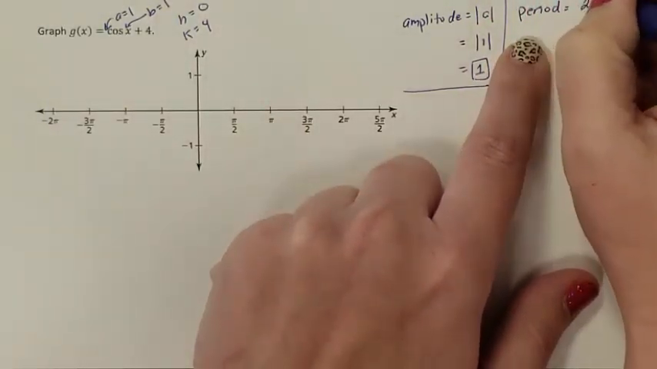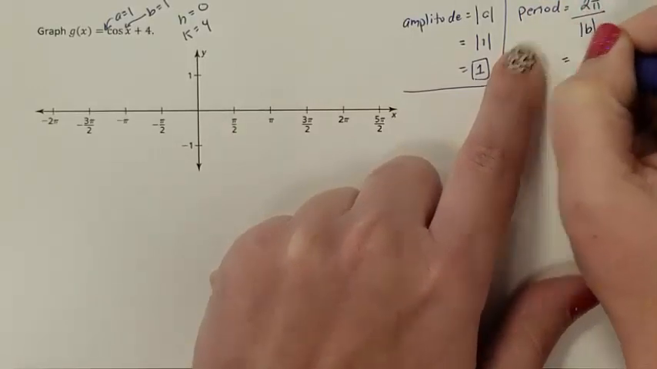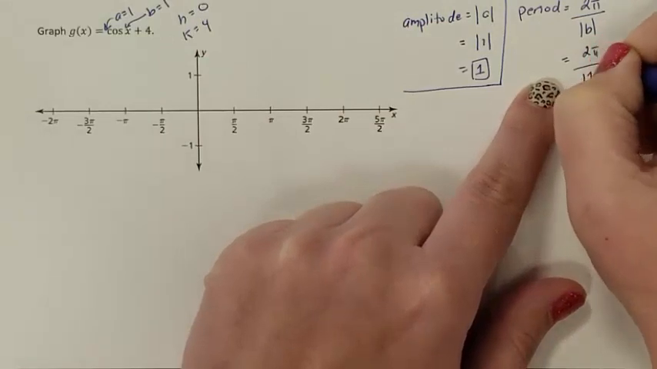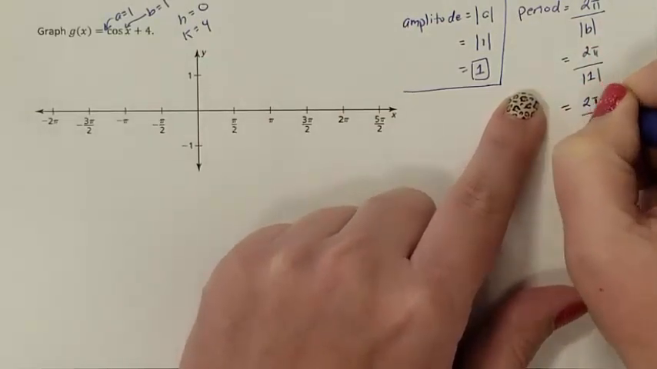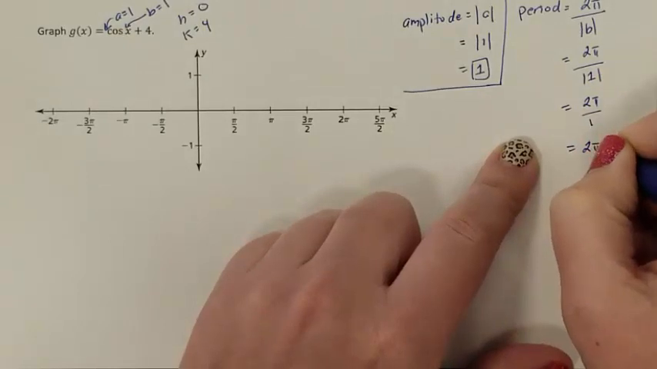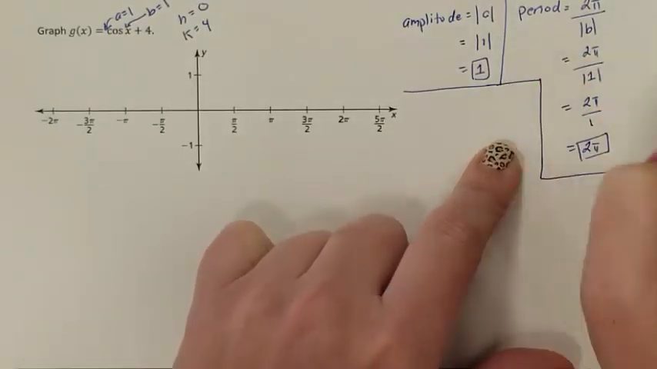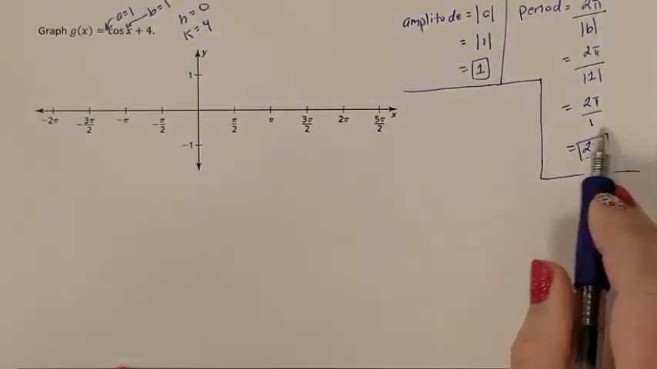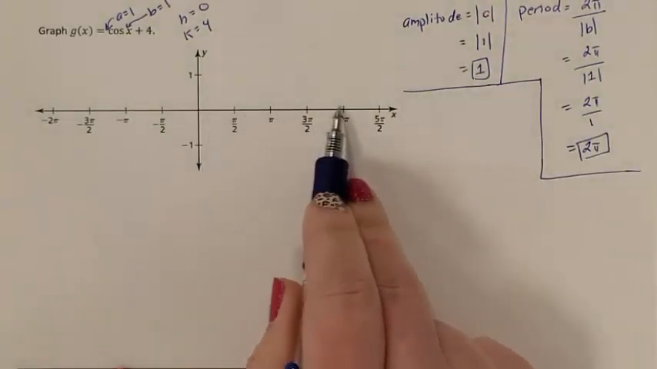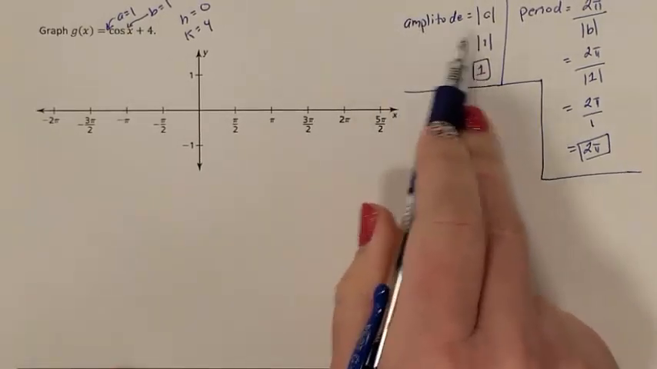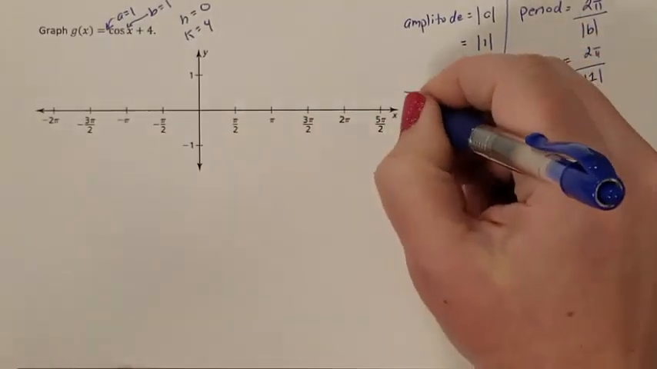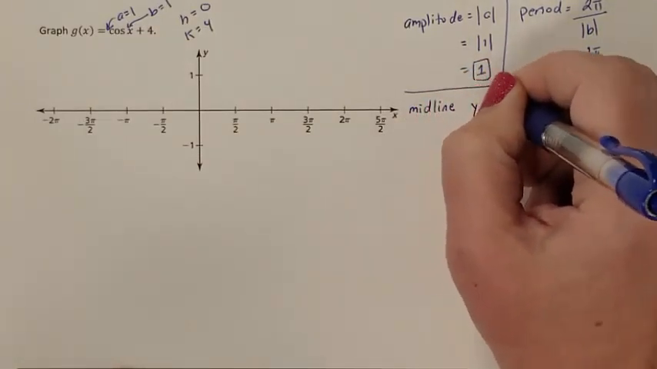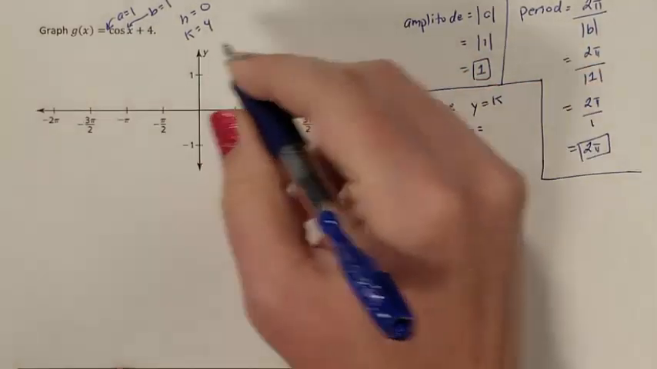Period is the equation, 2 pi all over the absolute value of b. B is 1. So this is 2 pi all over the absolute value of 1, which is 2 pi over 1, which is 2 pi. So that means that my function, which is cosine, is going to repeat after 2 pi. So it appears as though I have enough room this way. We have no idea if we have enough room the other way because first we have to find our midline. My midline is the equation y equals k. My k value is 4.